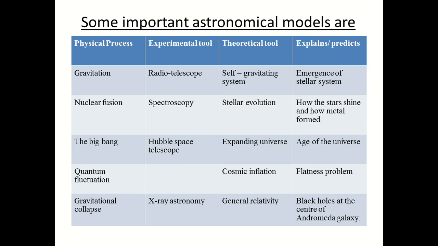Another recent physical process is quantum fluctuation. The theoretical tool used for explaining the process of quantum fluctuation is cosmic inflation. Quantum fluctuation means the variations in the energy at different points of space. Inflation is the theory of exponential expansion of space in the early universe. This was proposed in the early 1980s by Alan Guth.